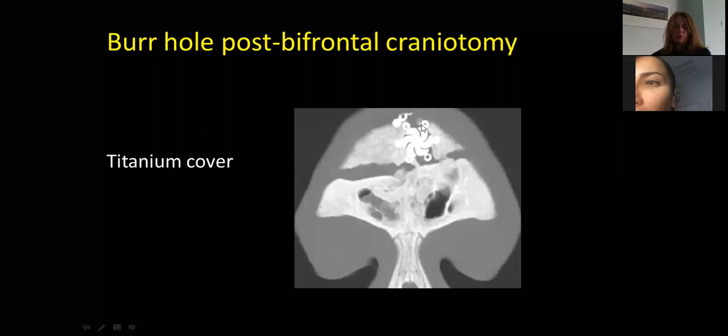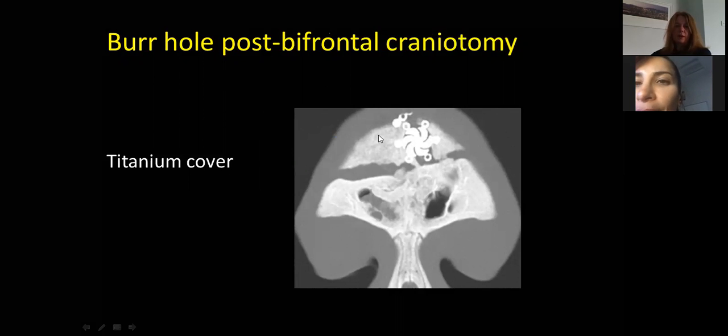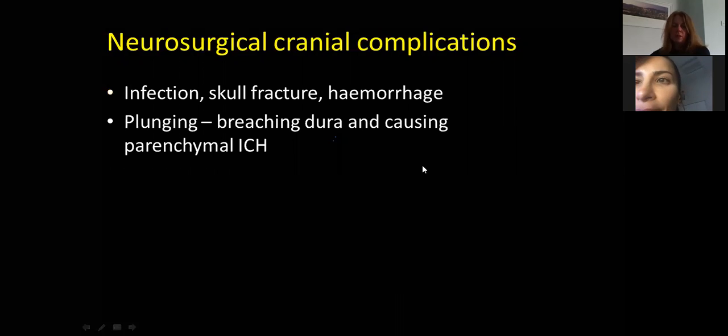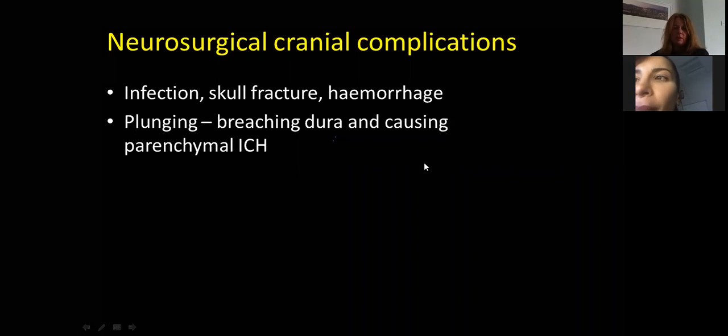And you can have also these titanium covers covering the burr holes. So that's something else that you might see on a CT, wondering why there's so much high density. So there actually might be a cover on the burr hole. So what are the intracranial complications we might see on imaging? Infection, skull fracture, hemorrhage, and for patients who've had burr holes, so plunging. So plunging is breaching of the dura, and of course this can produce parenchymal intracranial hemorrhage.